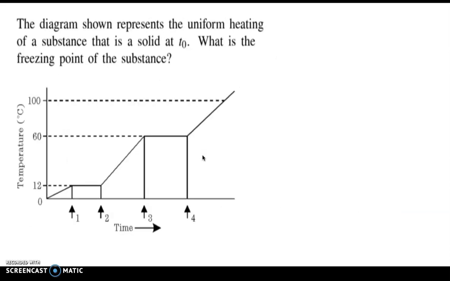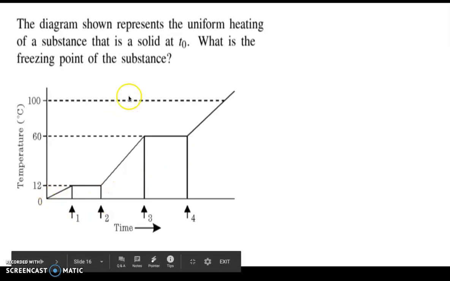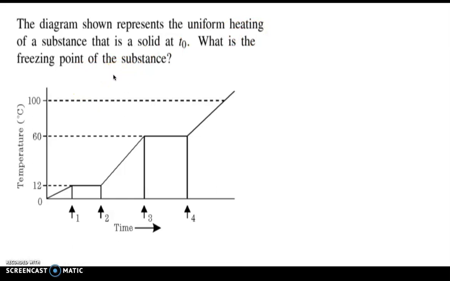So for our final question that I'm going to review, you have a bunch of questions to go over in the Google form practice. It states the diagram shown represents the uniform heating of a substance that is a solid at time equals 0. What is the freezing point of this substance? So let's go through this graph, right? We have our solid here and our liquid here. Freezing is going from a liquid to a solid. So this is our melting and our freezing point. During this segment here from 1 to 2, that links up with 12 degrees Celsius. So our answer is going to be 12 degrees Celsius.